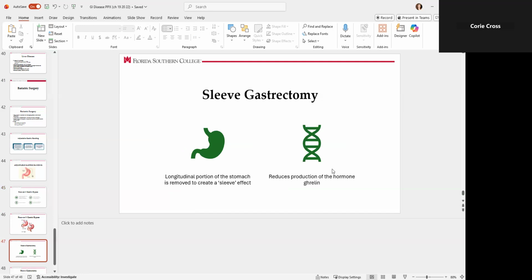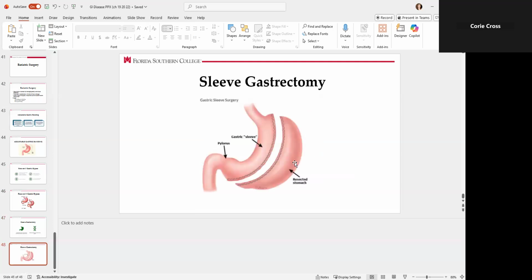With a sleeve gastrectomy, the longitudinal portion of the stomach is removed to create that sleeve effect. So smaller stomach, smaller capacity, with complications and nutrient needs and deficiencies similar to those for the gastric bypass surgery. And this just shows what a sleeve gastrectomy looks like and the difference in the stomach size pre and post surgery.